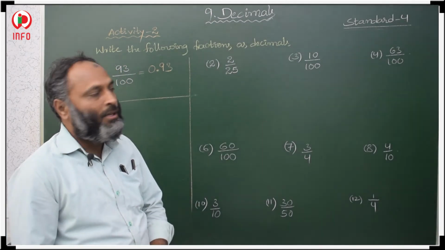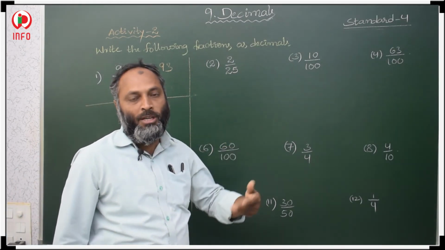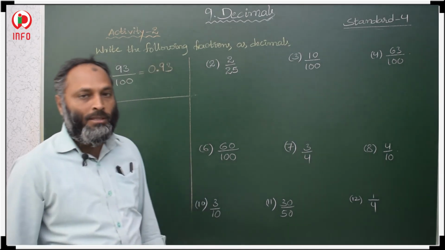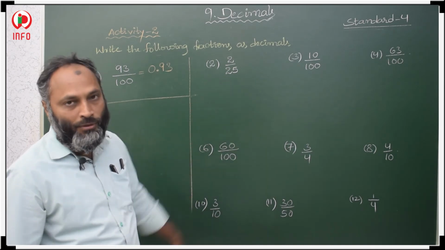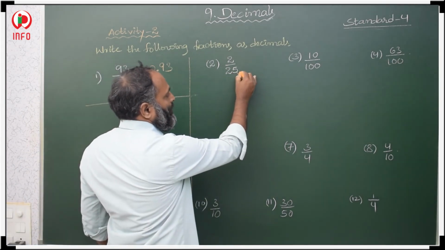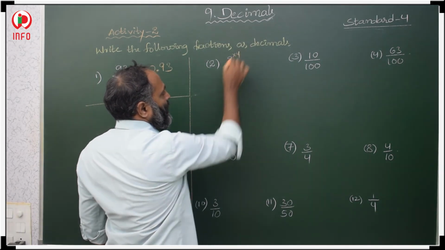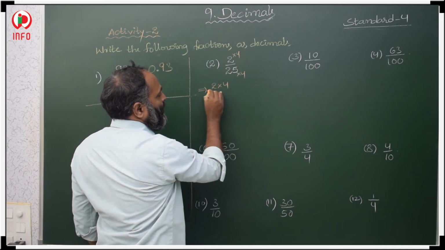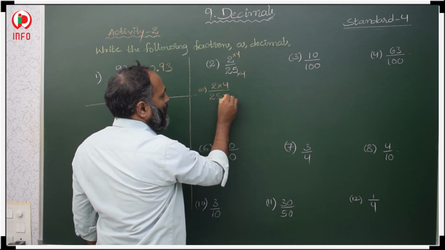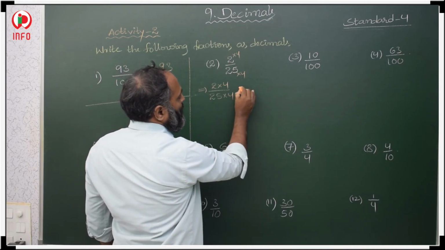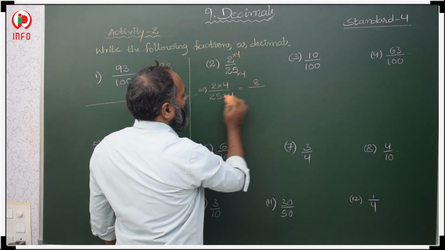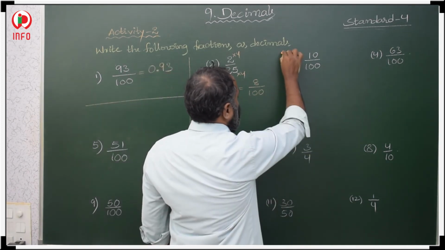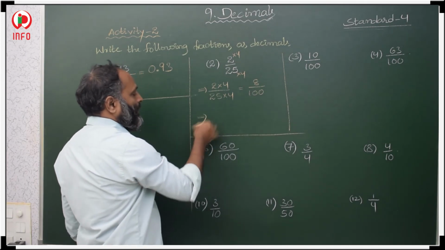Now here, in the denominator we have 25, 2 by 25. First we have to think whether it is possible to multiply 25 to get 10, 100 or 1000. Yes, if you multiply 25 with 4, you will get 100. Multiply numerator and denominator by 4. 2 4s are 8, 25 4s are 100. So 8 by 100.